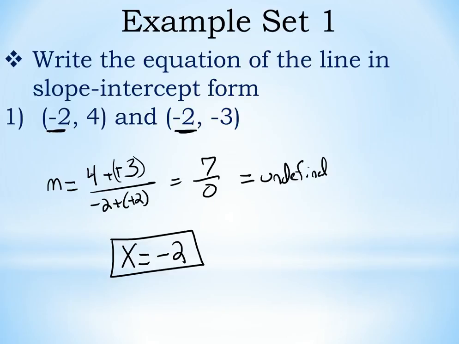So those are your 2 special situations. When the slope is 0, it's y equals the y-coordinate. When the slope is undefined, it's x equals whatever the x-coordinate is. If it's neither one of those, you have an actual number, you go through the process like the first example.